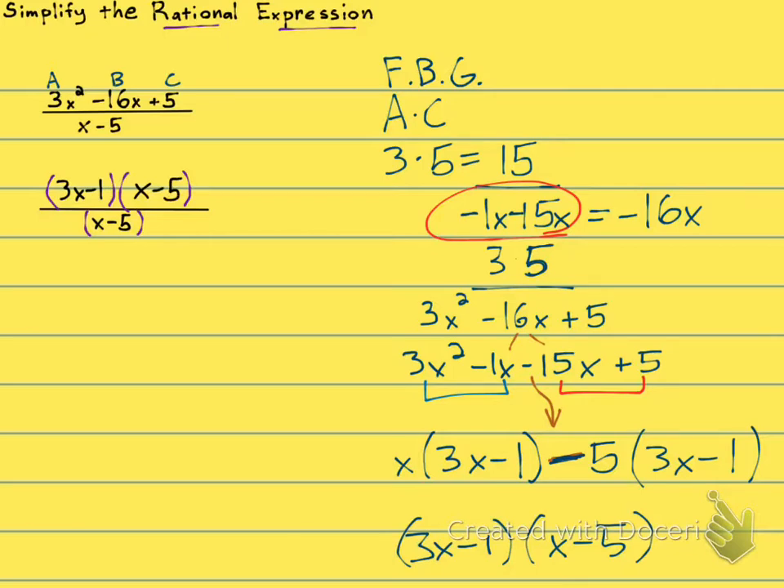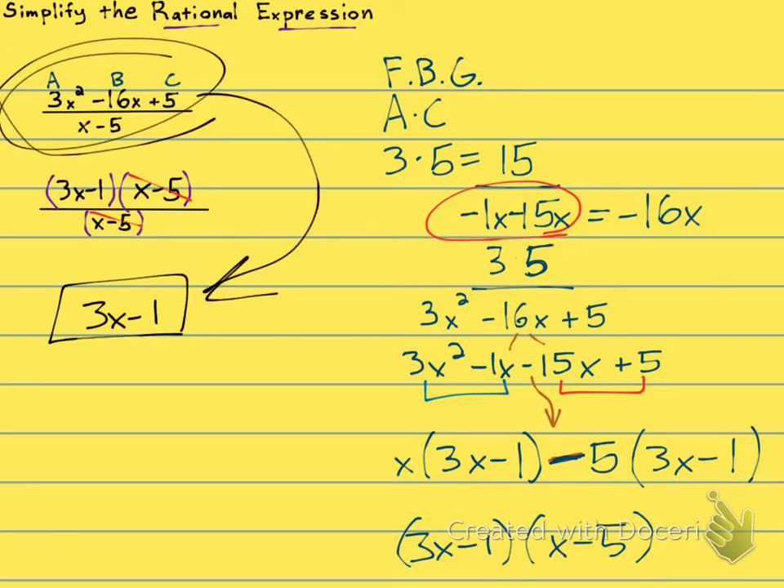So factoring is the long part of this. Now, let's reduce. You see anything that reduces? X minus 5 reduces, and I am left with 3x minus 1, and that's my answer. Simplified. All this stuff simplified down to this. Nice.